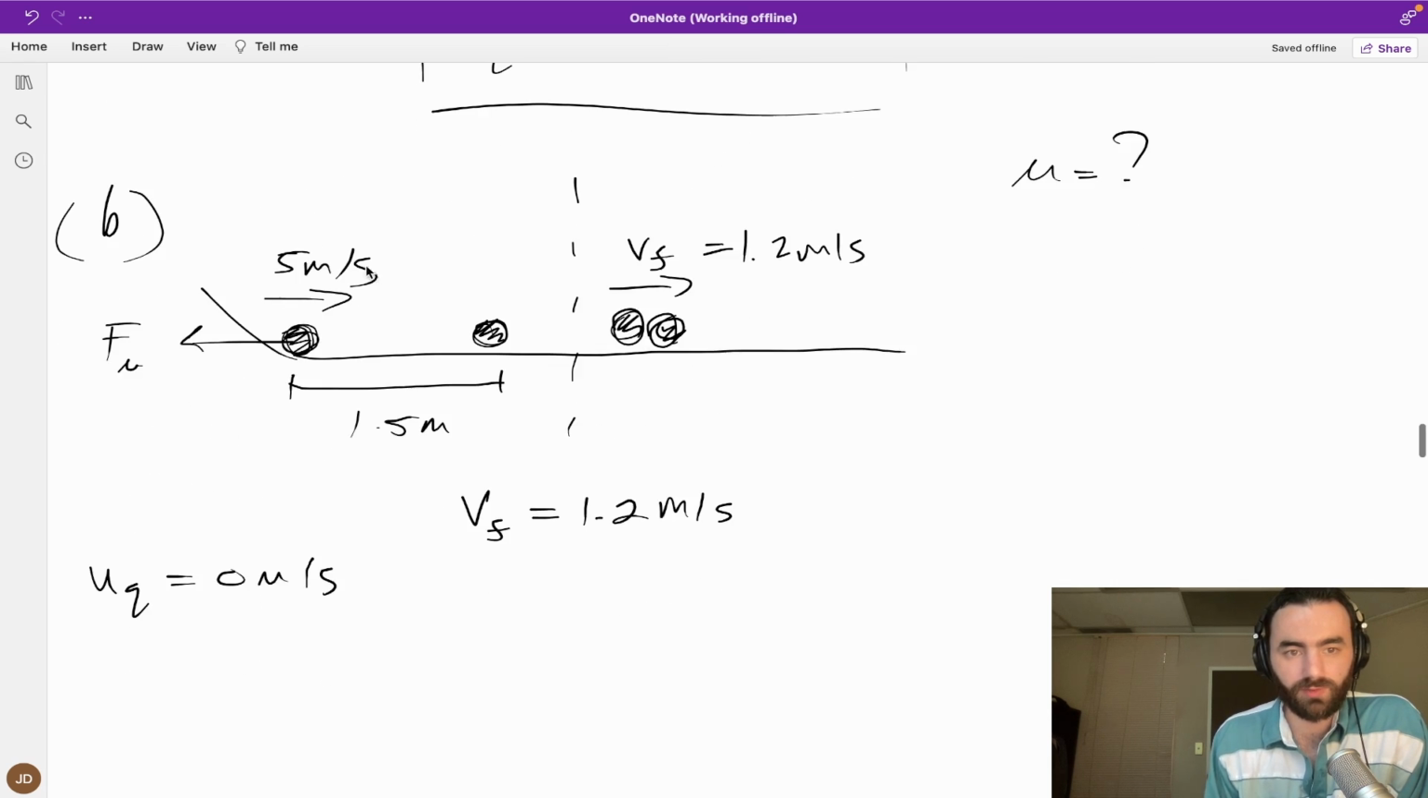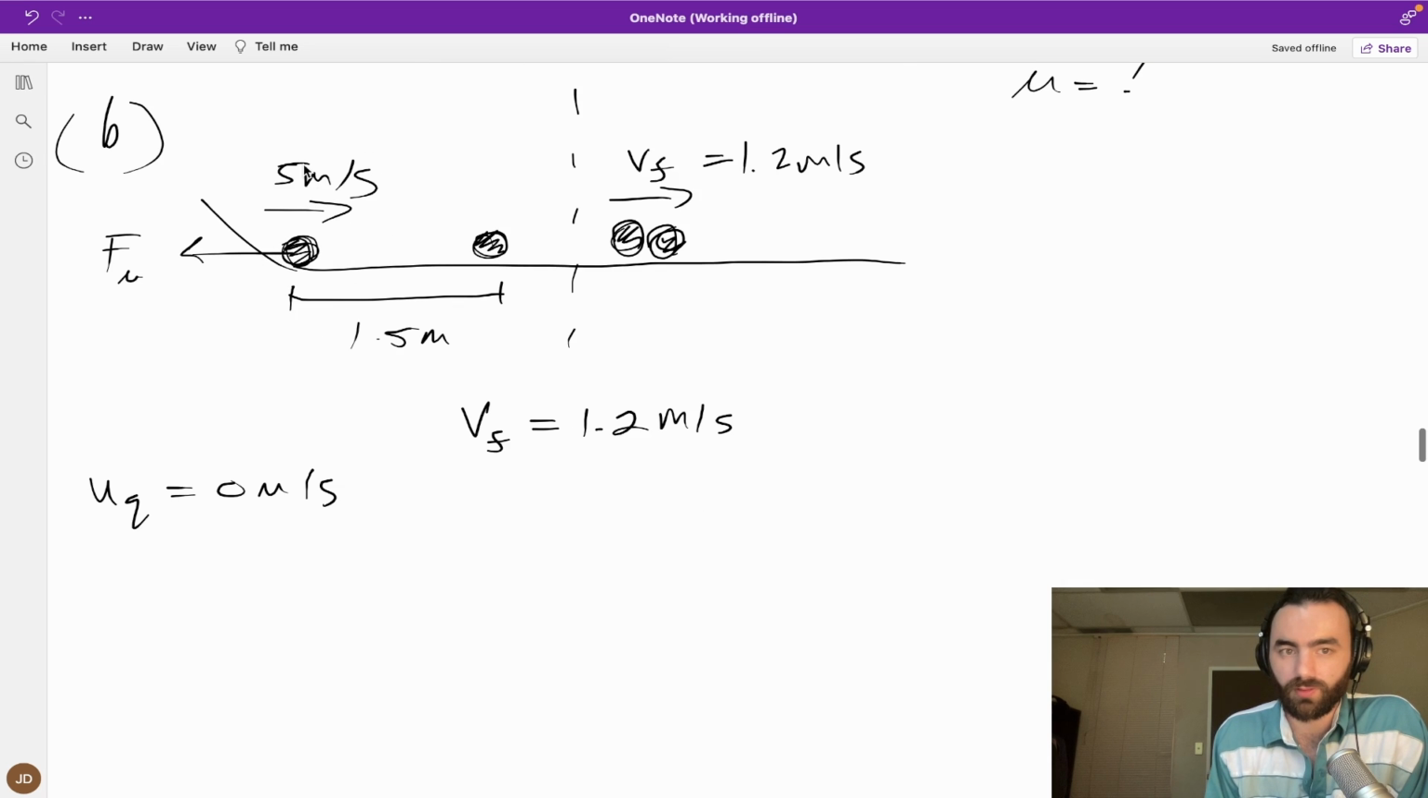So actually, hold up. At the bottom of the slope, it's 5 meters per second, right? But when it reaches the horizontal plane, it won't be 5 meters per second because now it has a frictional force acting on it. Before it had no frictional force. So we can't say the speed is the same as when it collides. We don't actually know what UP is, the initial speed just before it collides. So we're going to need to find that.